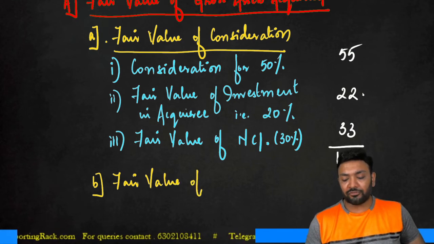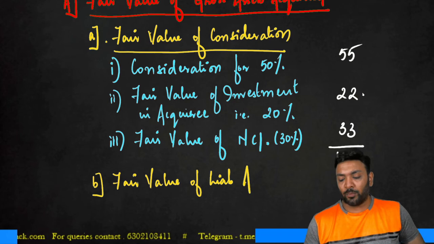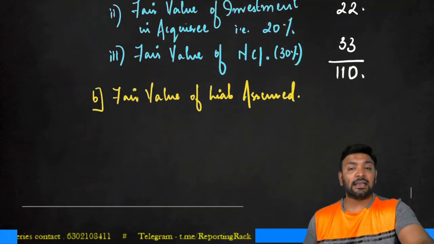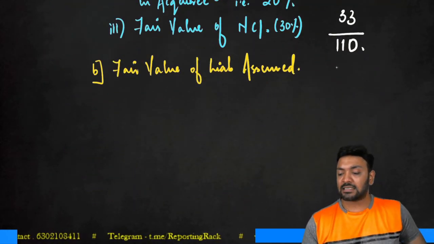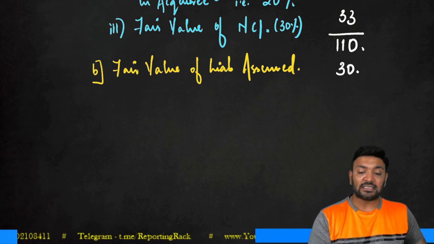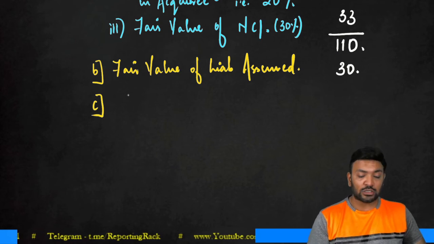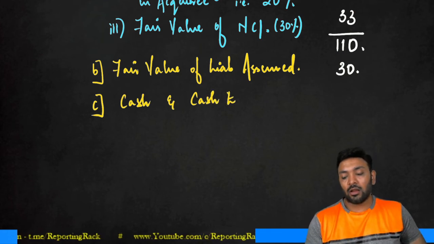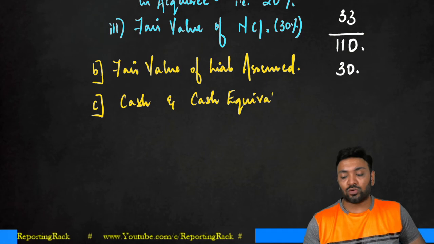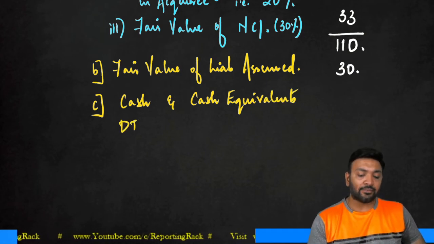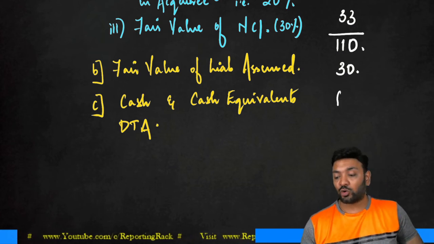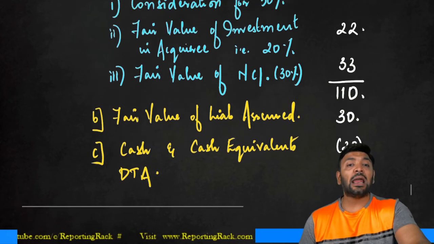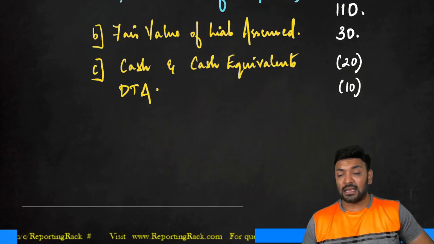Fair value of liability assumed. What is the liability which relates to land and building which is being acquired now? Is 30 plus 30 minus part C, exclusions relating to cash and cash equivalents, and also an exclusion which relates to deferred tax asset. How much is cash and cash equivalents? 20 rupees. Deferred tax asset? 10 rupees. So that means the total amount of fair value of gross assets acquired is exactly 110.